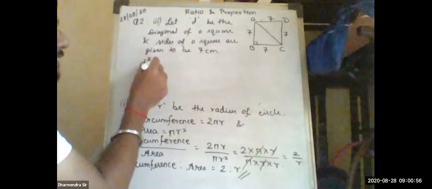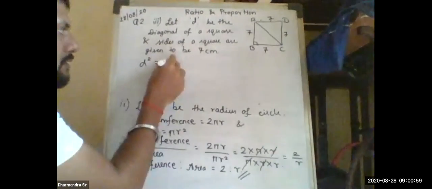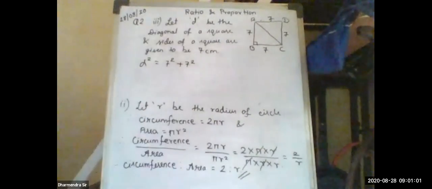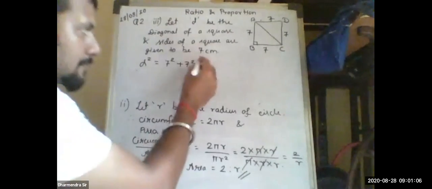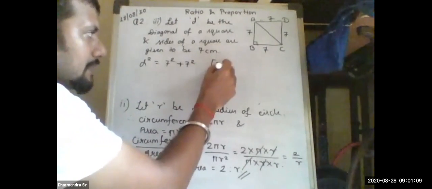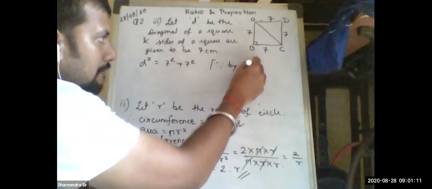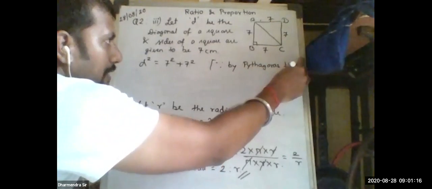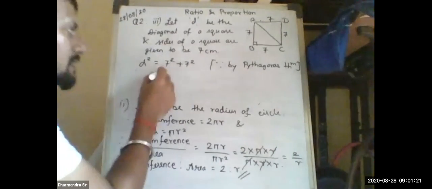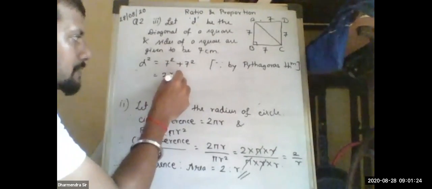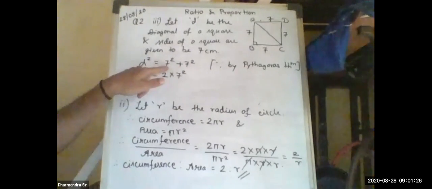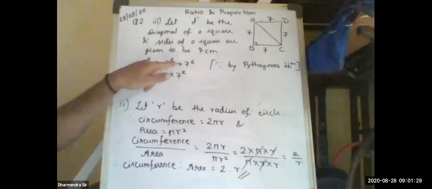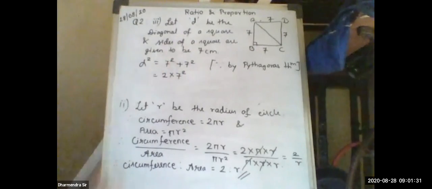So d square is equal to 7 square plus 7 square, means sum of side squares. This is by Pythagoras theorem, and 7 square plus 7 square is 2 times 7 square. It's adding 7 square. This is 1 times 7 square, this is second time 7 square. So it becomes 2 times 7 square.